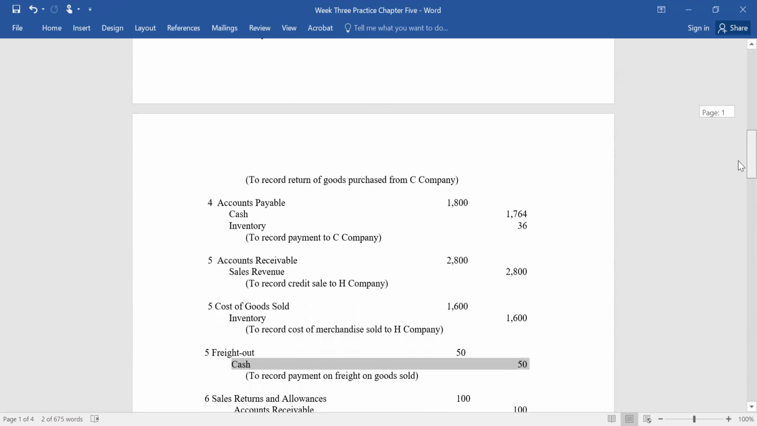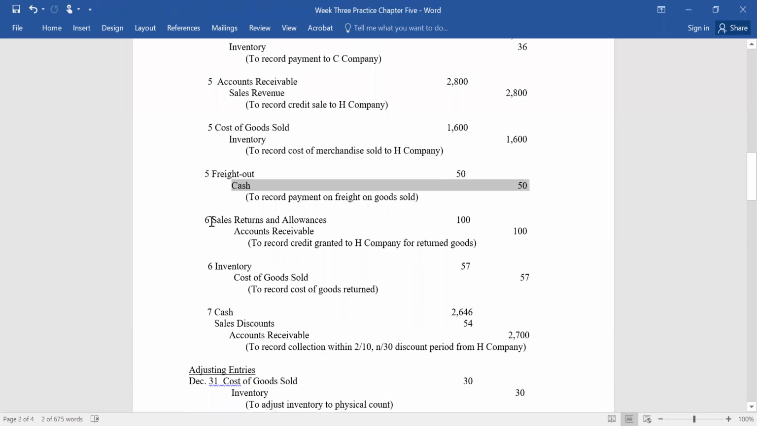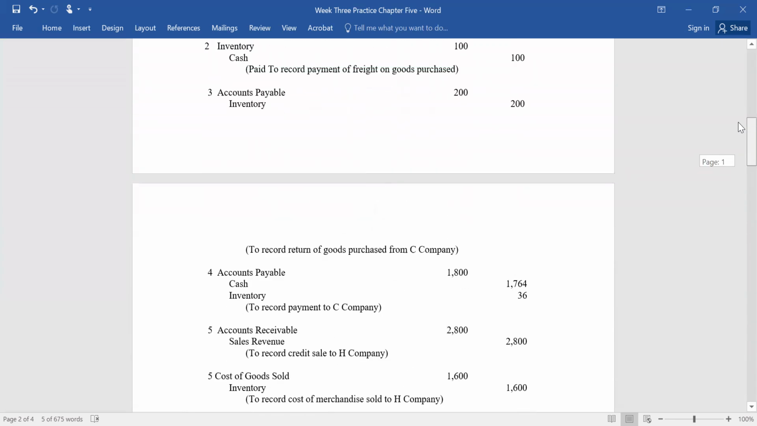So if we look at the 6th, we're going to have a sales return and allowance for $100, right? That's going to be our contra account to sales. And we're going to credit accounts receivable for $100. They no longer owe us that $100. Those goods were returned. When we look at the inventory, we're going to increase that by $57. That was the cost, $57. It's back in inventory. This is no longer an expense. It's no longer a cost of goods sold. So what we have to do is credit cost of goods sold for that $57.